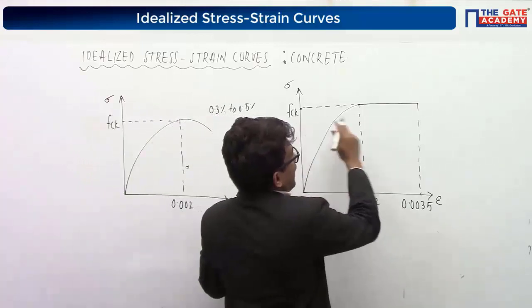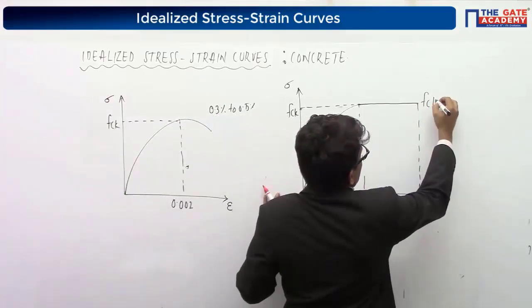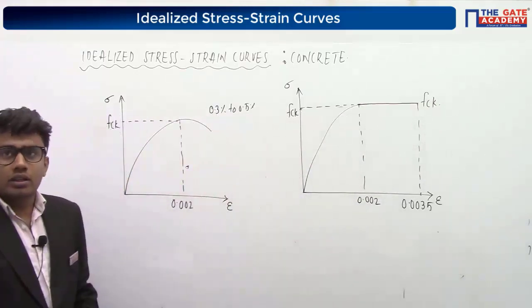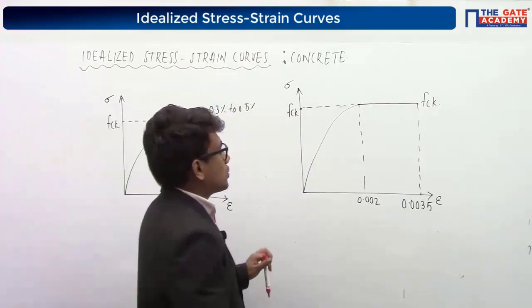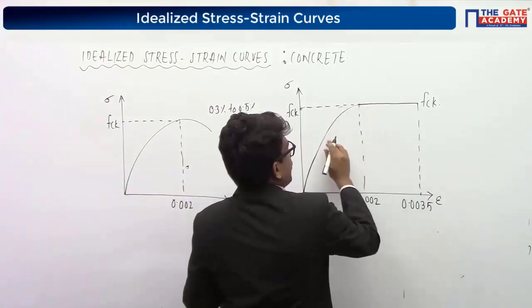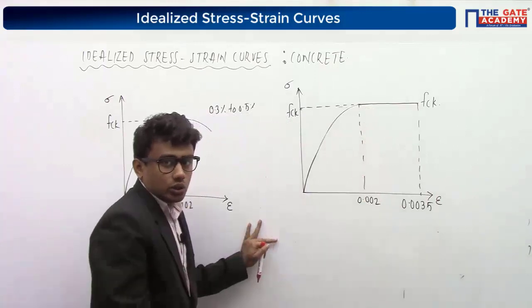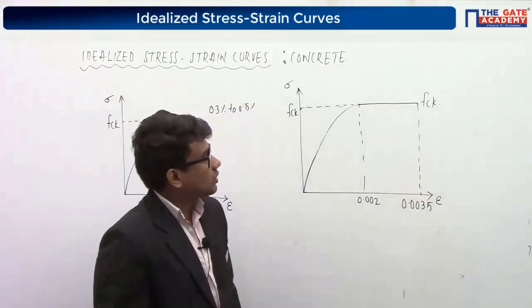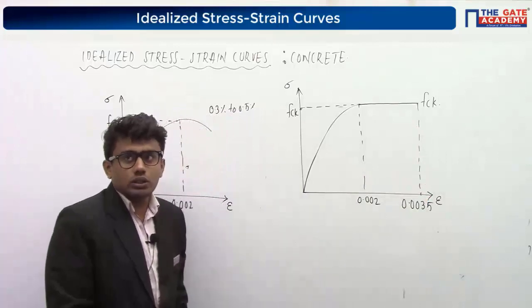This is FCK, I am going to write it here. That is FCK. Please note it down. This will be our stress-strain curve of the concrete. It will be a parabola till the strain value 0.002. After that, it will be a uniform straight line till the strain value of 0.0035.